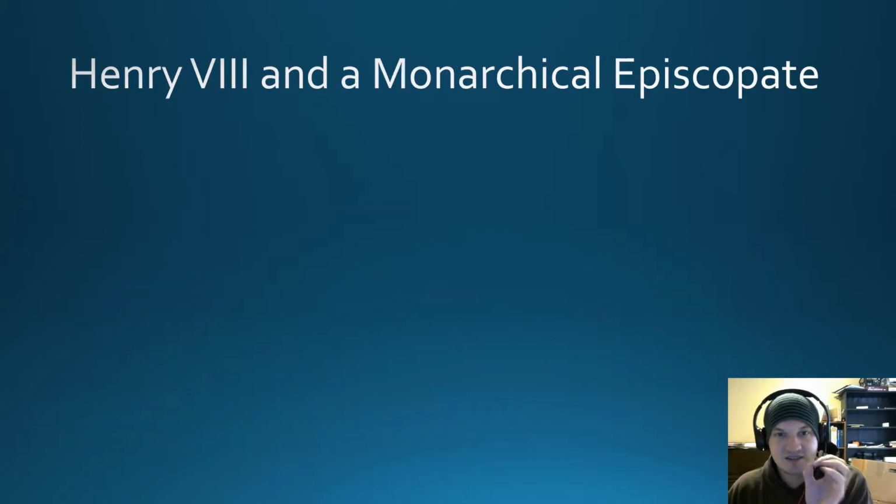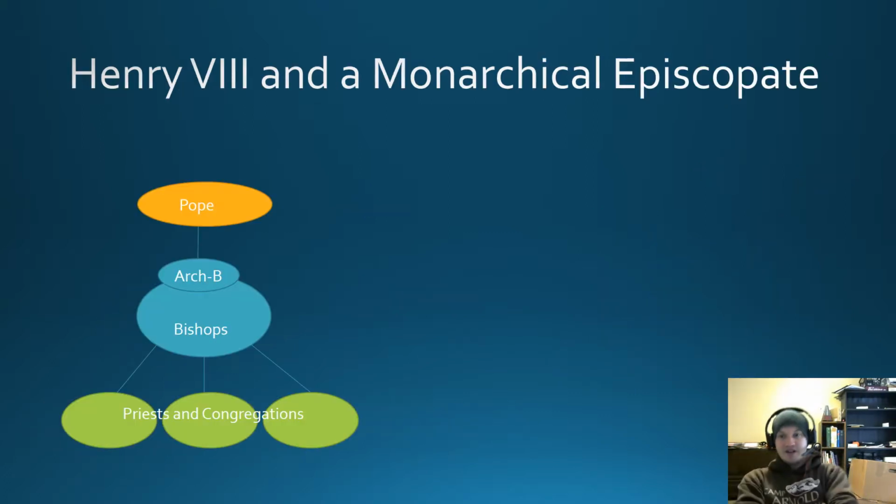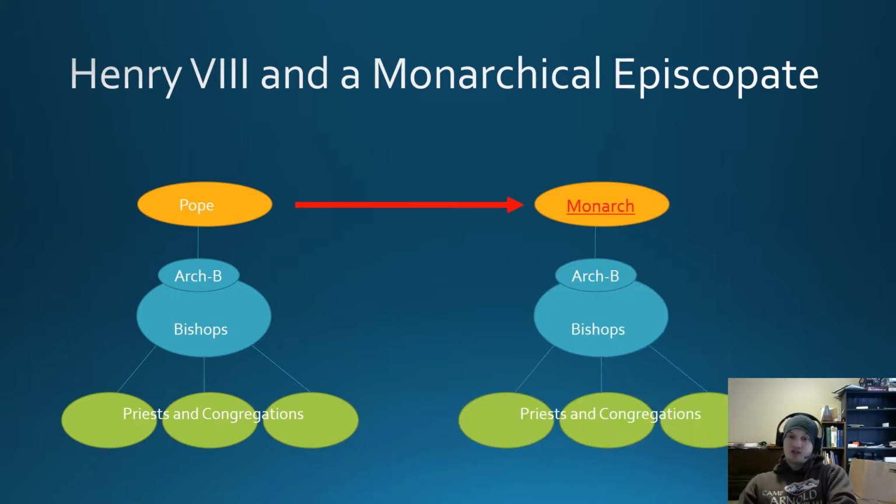But it is this single patriarchy that Henry VIII is dealing with when he fights Rome. And all Henry does is one simple change. He scratches out Pope and he puts in monarch. That's it. That's really all Henry VIII does. He scratches out Pope and puts in monarch.